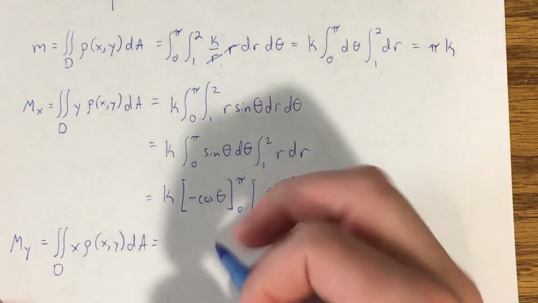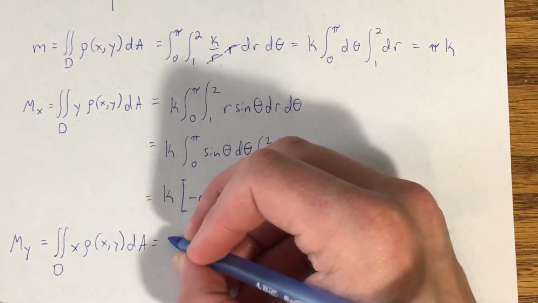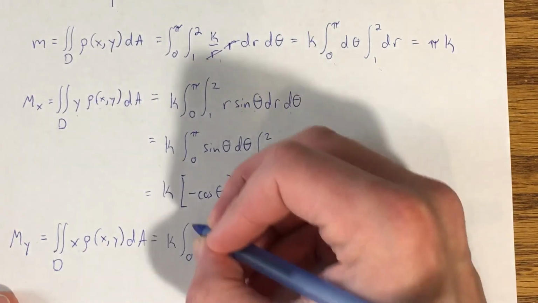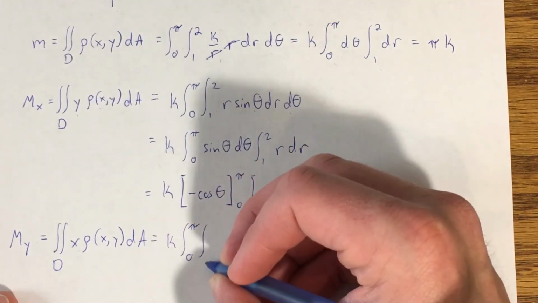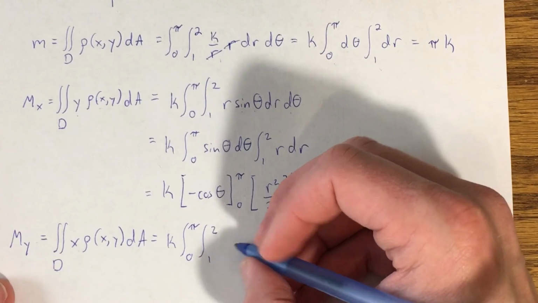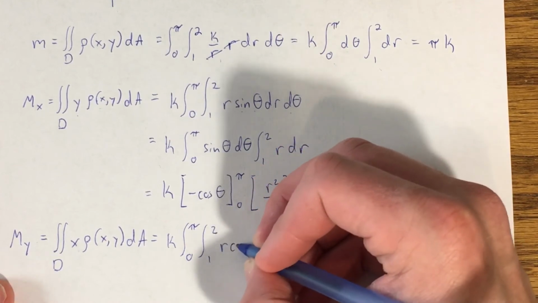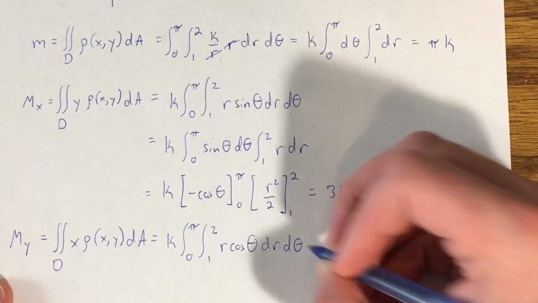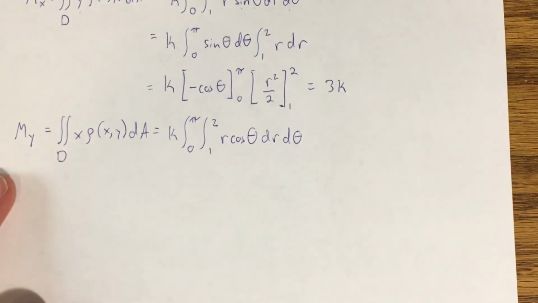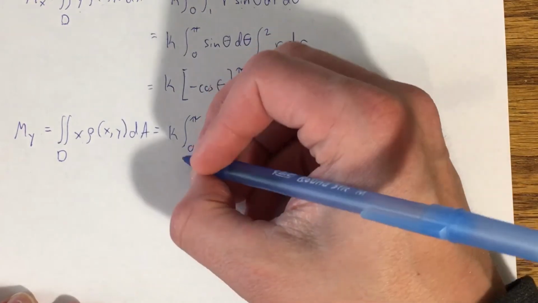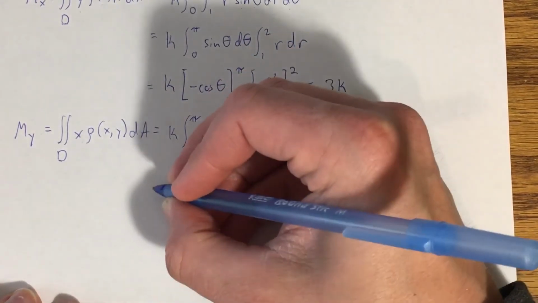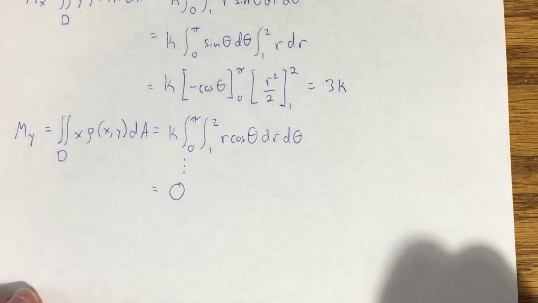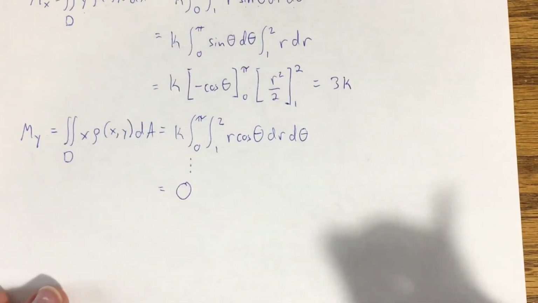Okay. So that's going to give me this double integral, k times the integral from 0 to pi, integral from 1 to 2 of r cosine of theta dr d theta. Okay, so the steps are going to look really similar from here. I'm going to let you fill in the gaps, but if I do the integration here, this one actually comes out to just 0. All right, so that's pretty convenient.